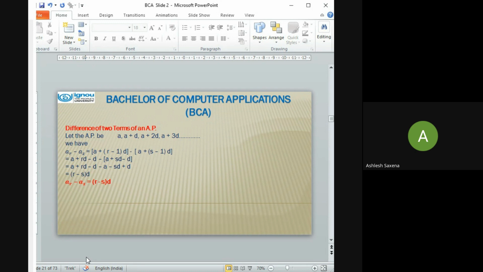Now you will say how and why. Your first term is A. What will be the common difference of this series? I'm talking about D, correct? Now what about subtracting third term minus second term? It's also D. Yes. That means this is the general form of an arithmetic progression.